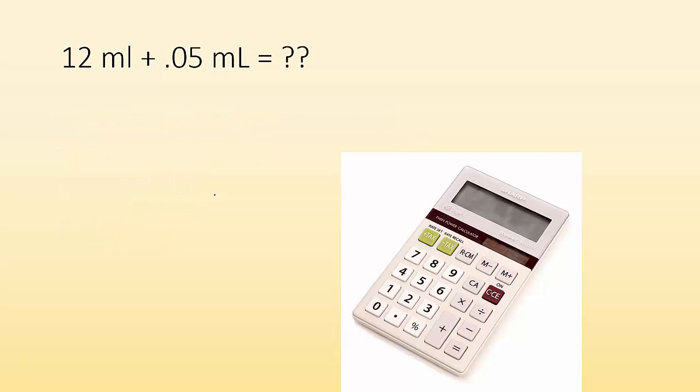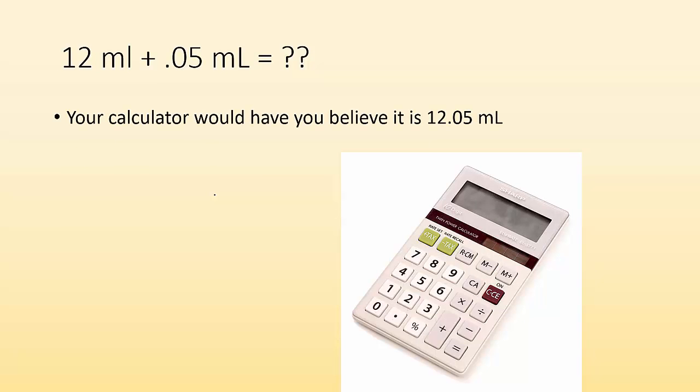talk about rounding. All right, so what's 12 milliliters plus 0.05 milliliters, huh? Well, your calculator would have you believe that it's 12.05 milliliters, and it's lying to you. It's wrong. That's not right, and we're going to talk about why.